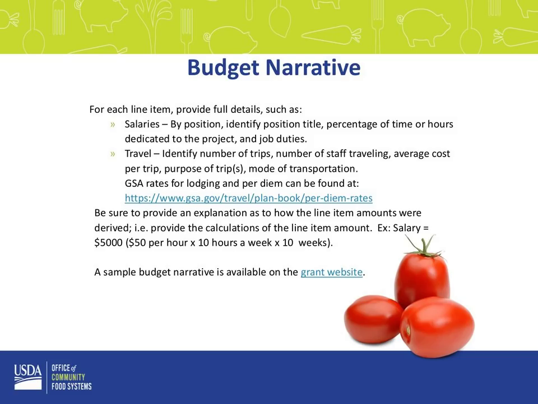So some examples for the different line items. You want to put a little more detail. Travel is probably the biggest one, and I have an example of that on a future slide, but you want to say how many trips, how many people are going to be traveling, what is the cost and the purpose of the trip, what is the mode of transportation. You know, airfare is a lot more expensive than paying for mileage. So you want to make sure that you're really clear in your budget narrative.